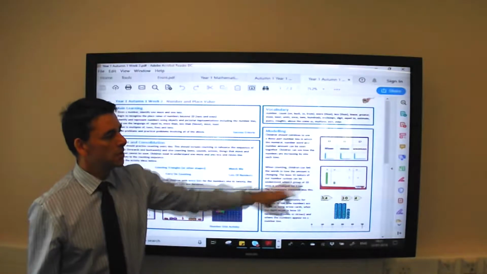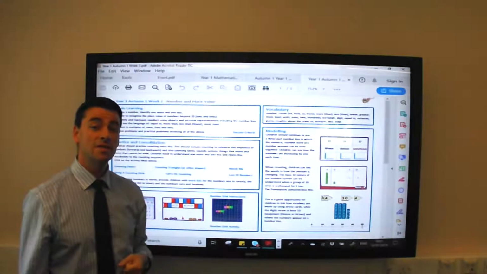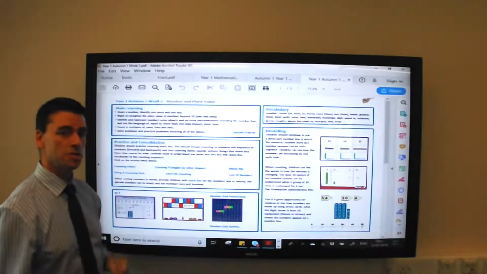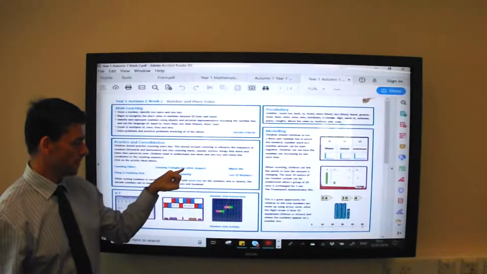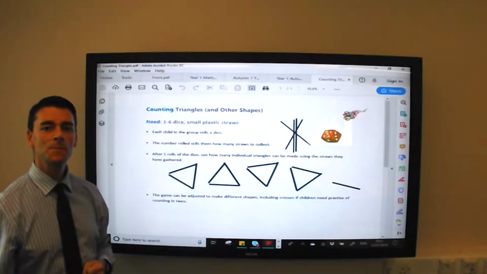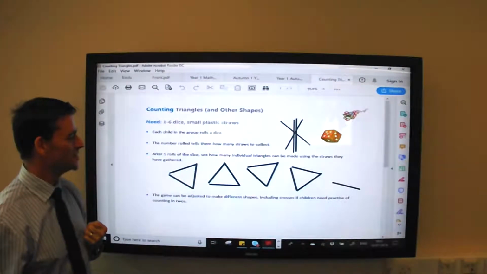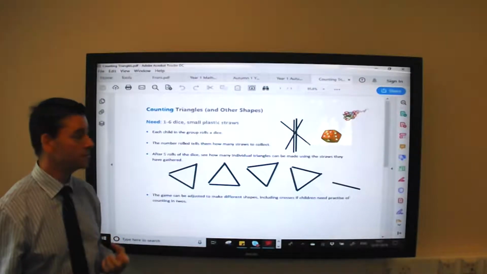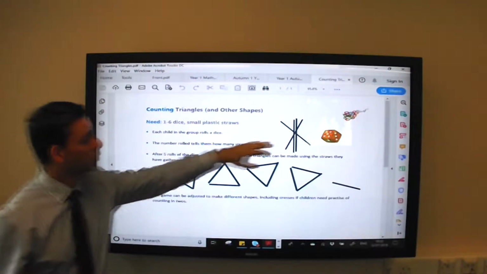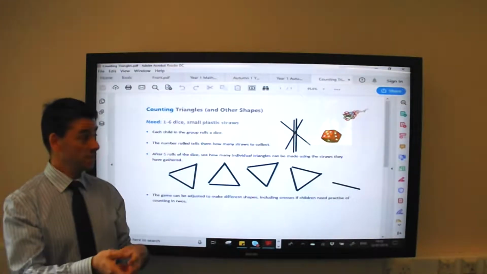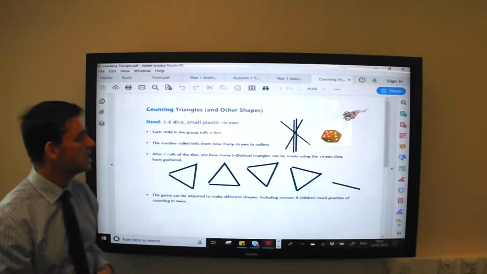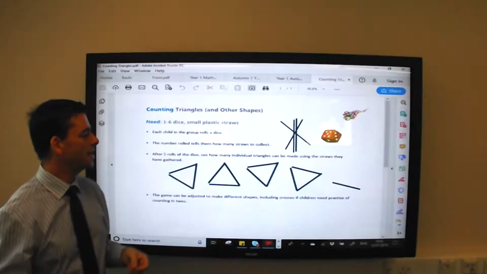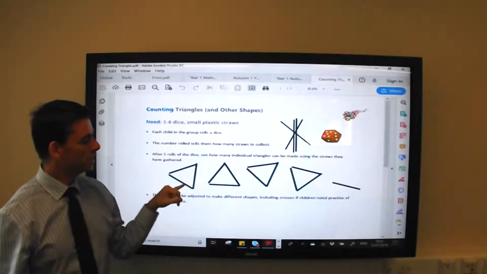So those two sections are predominantly supporting the teaching, the modelling. Over here, we've got practice and consolidation ideas. So these blue words are hyperlinks to activities. Here we've got an activity idea of counting triangles, where children roll a dice, get a particular number of straws that the dice suggests, and after 5 rolls of the dice they have a pile of straws, and then they have to make as many individual triangles as they can.